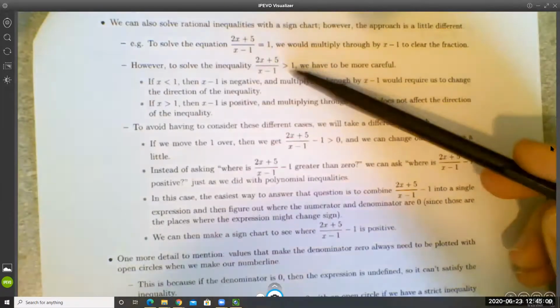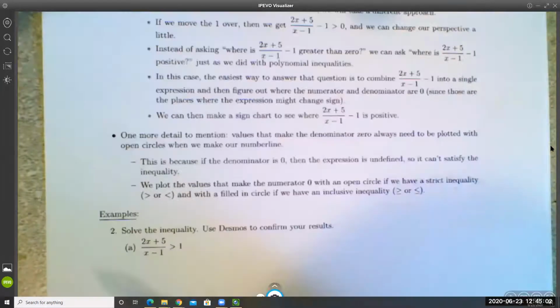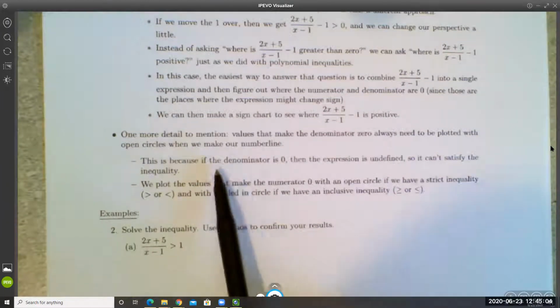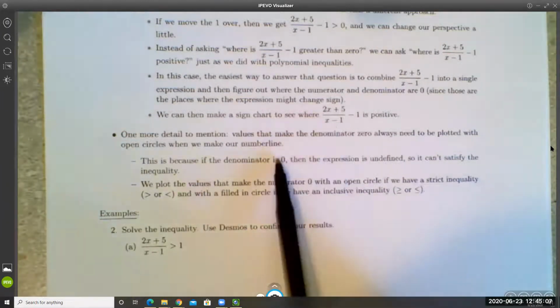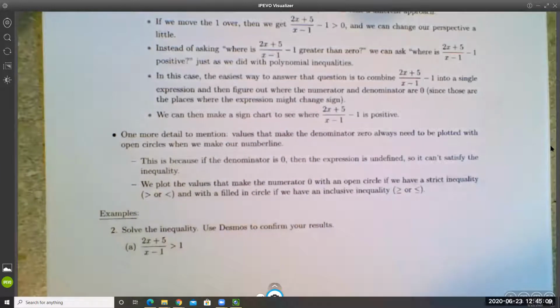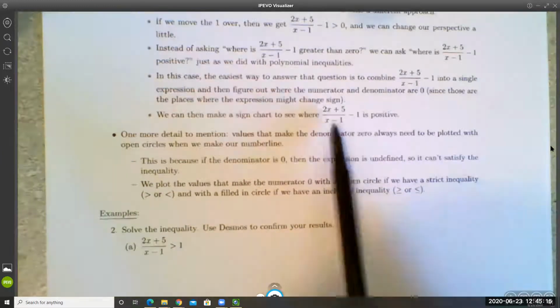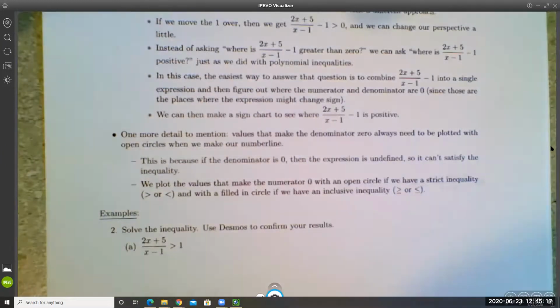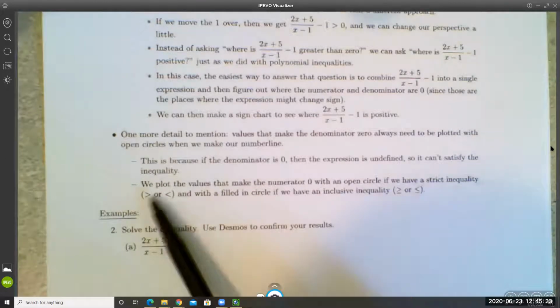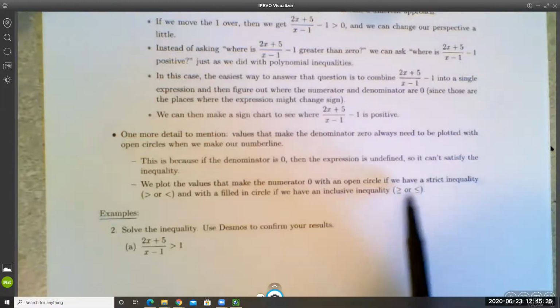Now, one last thing about solving rational inequalities is this. Recall that if the denominator of a rational expression is 0, then the expression is undefined. So we need to make sure that we're not including in our solution set any numbers that make the denominator 0. So we will plot those things with an open circle on our number line, regardless of whether we're using a strict inequality or an inclusive one.